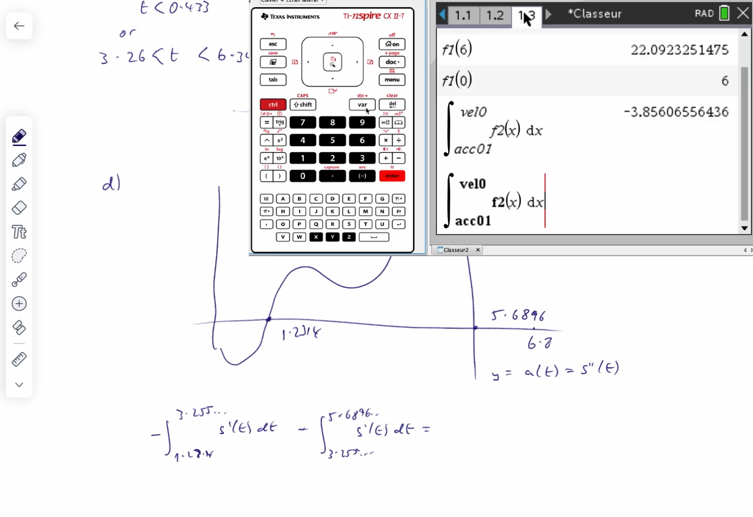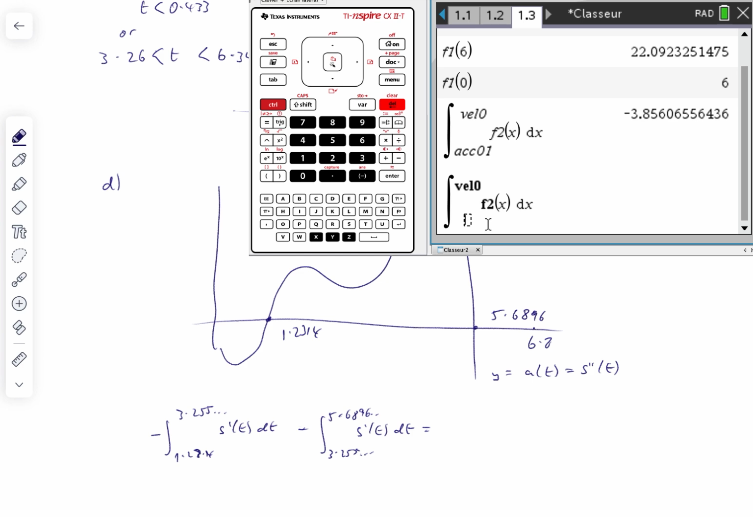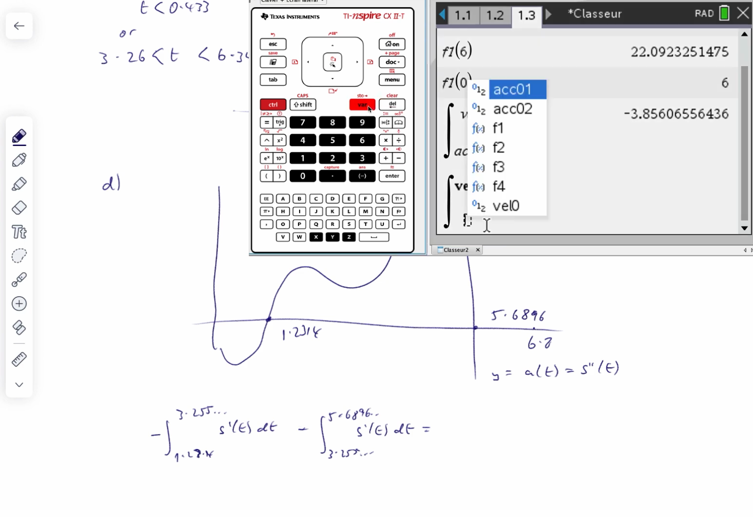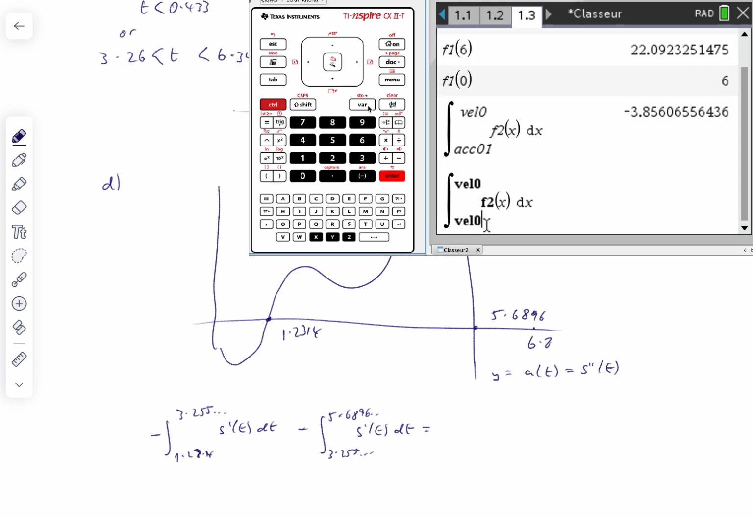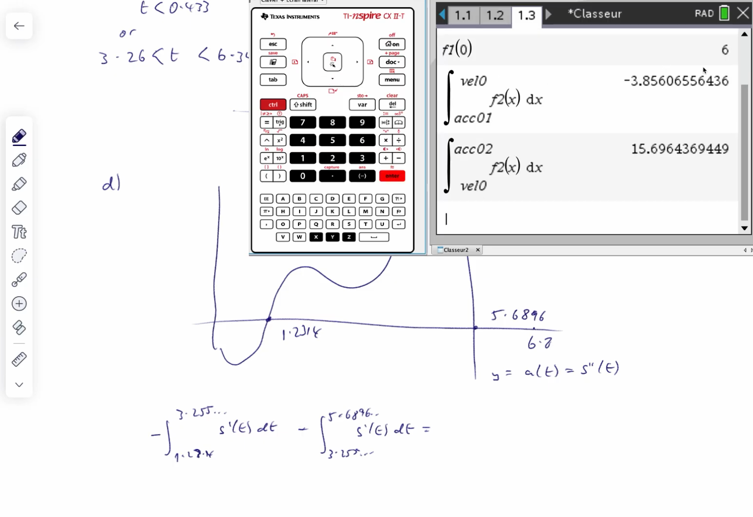And then I could copy that to do the same thing, but now I'm going from velocity 0 to the second acceleration being 0. So that's acceleration 0 for the second time. And that goes to this distance. This one comes out as negative because it's moving negatively. This one comes out as positive. So I'll do this one, subtract this one.